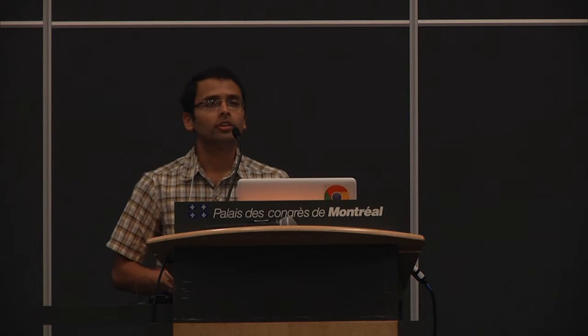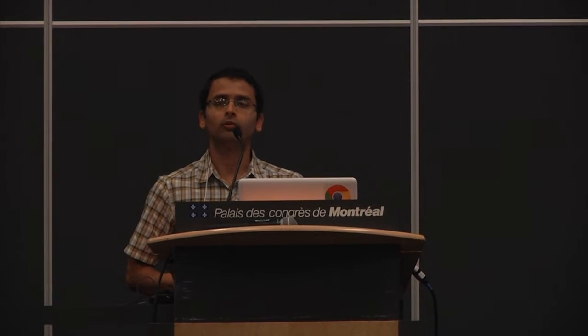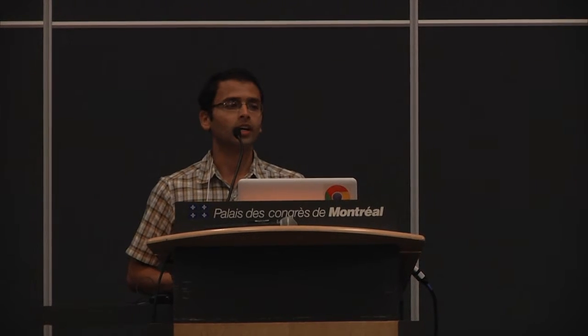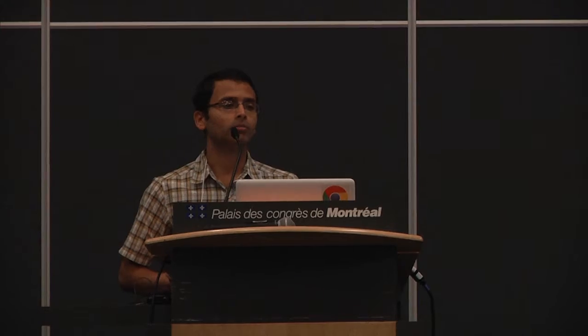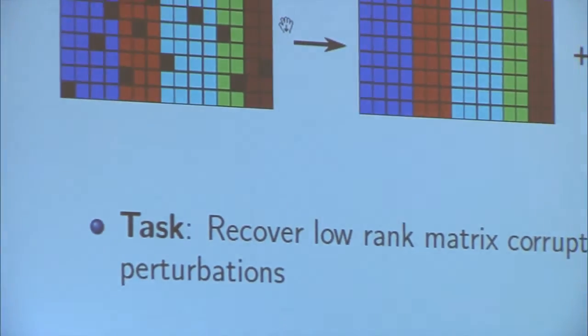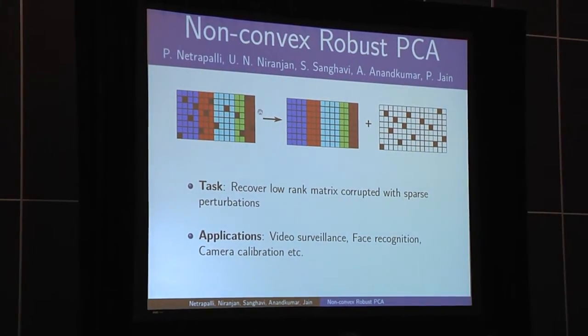The problem we consider is that of robust PCA, where we are given a low-rank matrix that's corrupted with sparse perturbations. And our task is to recover the underlying low-rank matrix exactly from this perturbed matrix. This problem has a lot of applications, such as video surveillance and graphical model selection and so on.